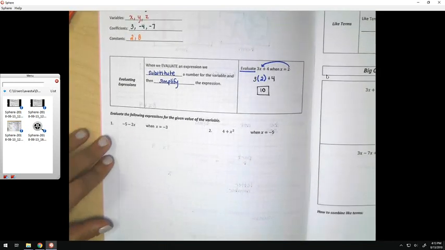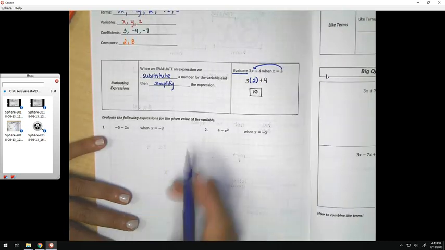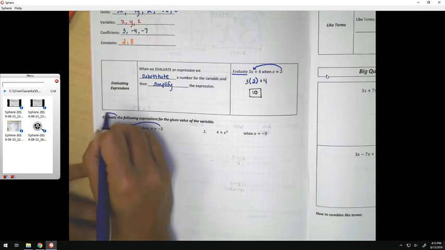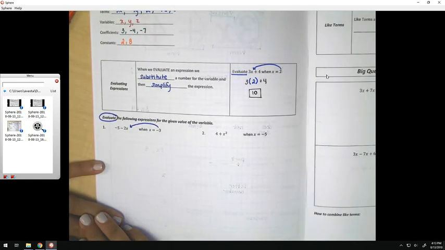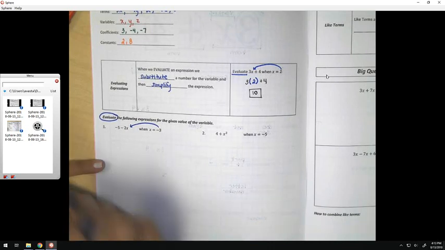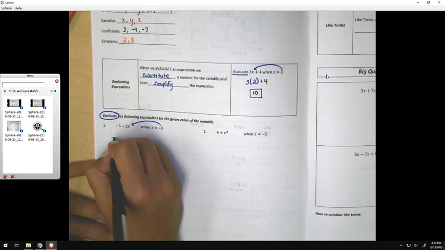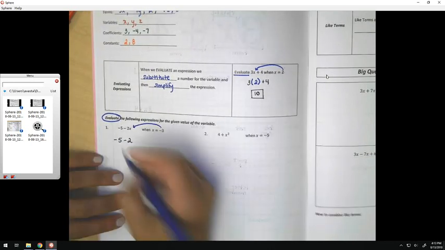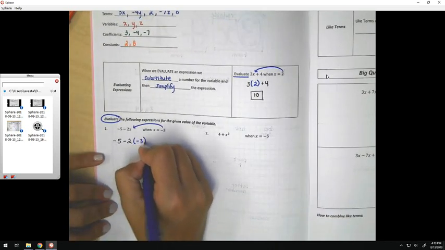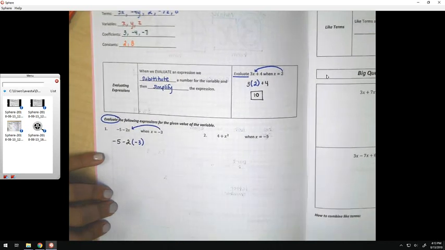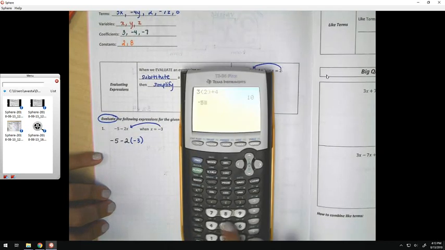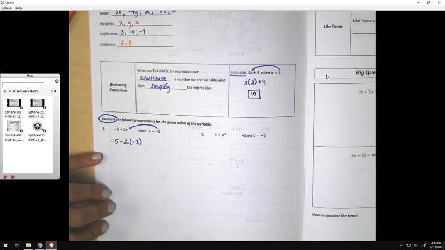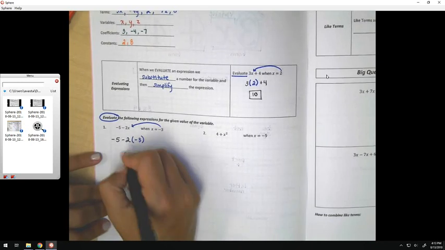Finally, let's try a few more substituting and then simplifying problems. So I'm going to take this negative 3 and I'm going to plug it in and then simplify because the directions here are telling me to evaluate. So I would have negative 5 minus 2, and then instead of the x, I would put in a negative 3. Now, negative 5 minus 2 parentheses negative 3 would give me 1. So by simplifying this, I would get the number 1.